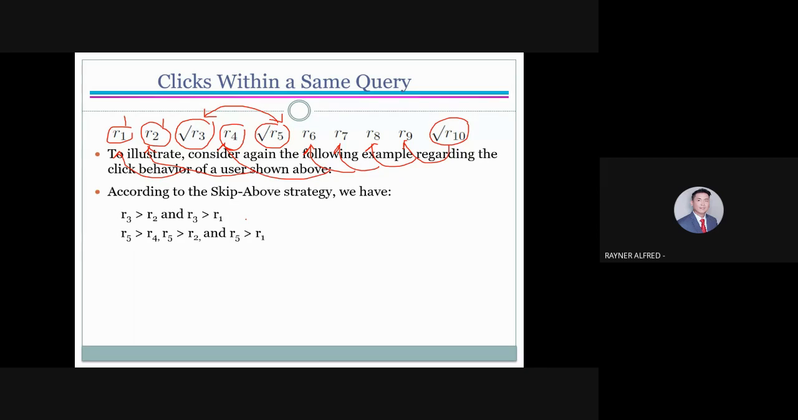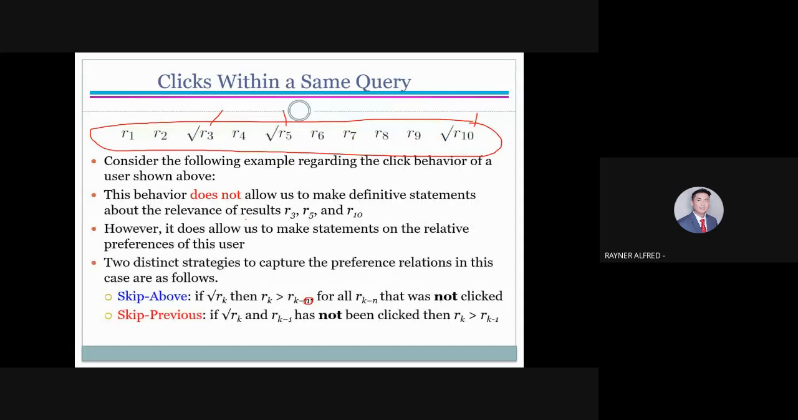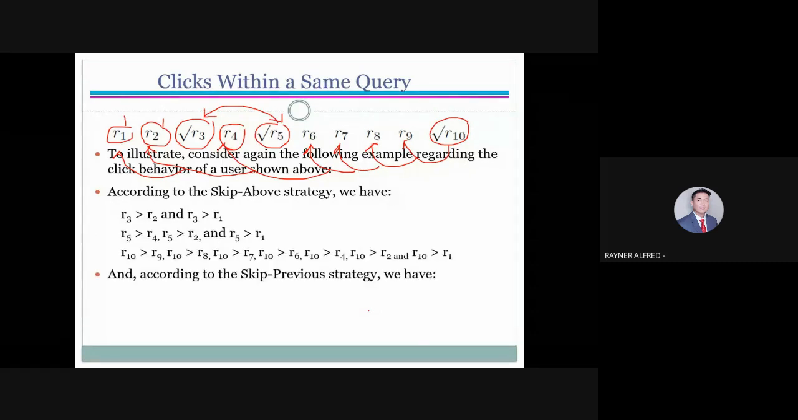We also have the second one, skip previous. The skip previous preference relation says that if we check the K result and the K minus one result has not been clicked, then we are saying that the K result is better than K minus one. So how does it differ from the skip above?